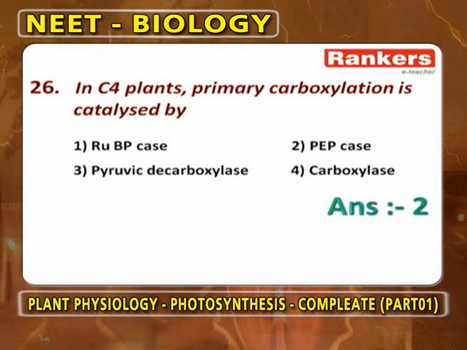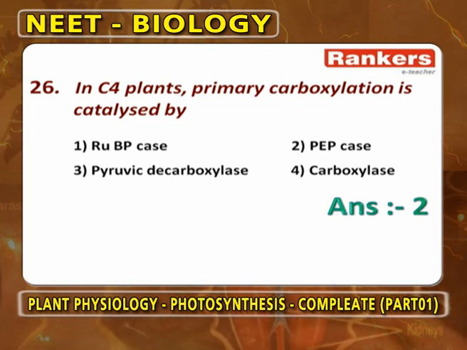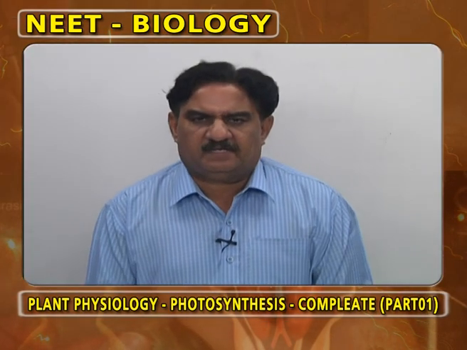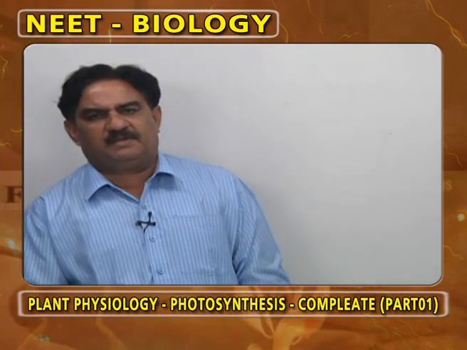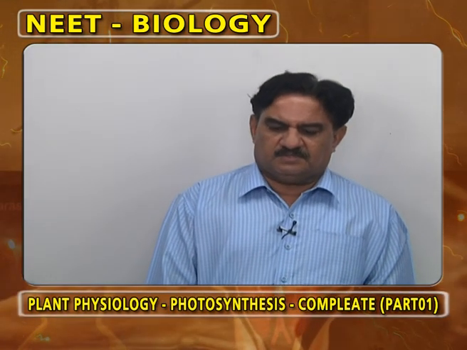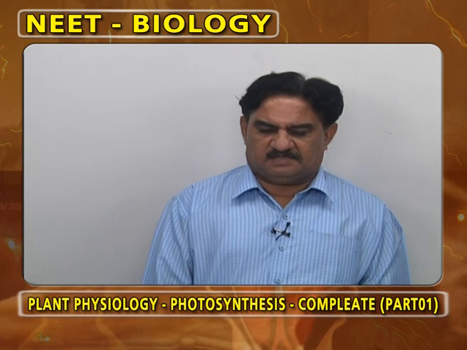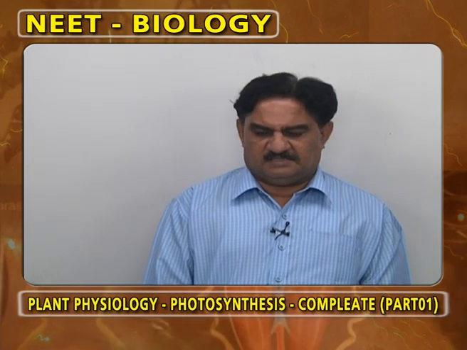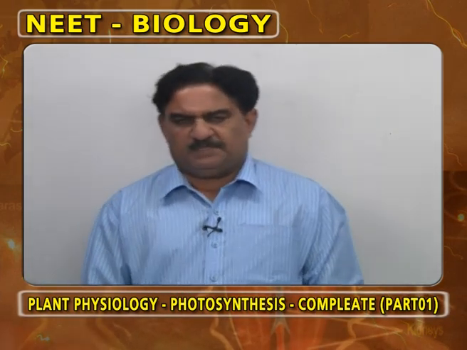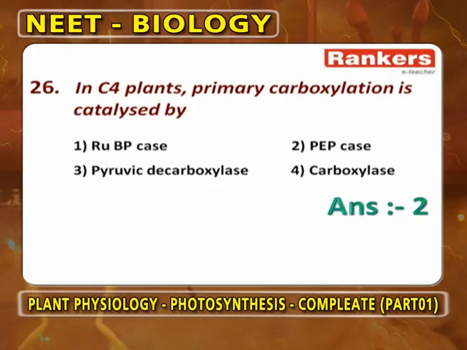In C4 plants, primary carboxylation is catalyzed by which enzyme? Primary carboxylation takes place in the mesophyll cells. What is that primary carboxylation? Phosphoenol pyruvic acid takes carbon dioxide in the form of bicarbonate and forms oxaloacetic acid. So RuBP carboxylase is wrong, pyruvic decarboxylase is wrong. So PEPcase, meaning PEP carboxylase, second option.